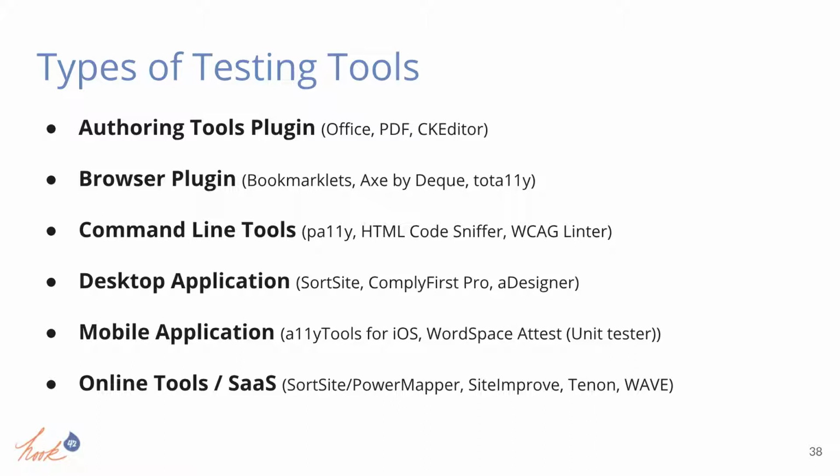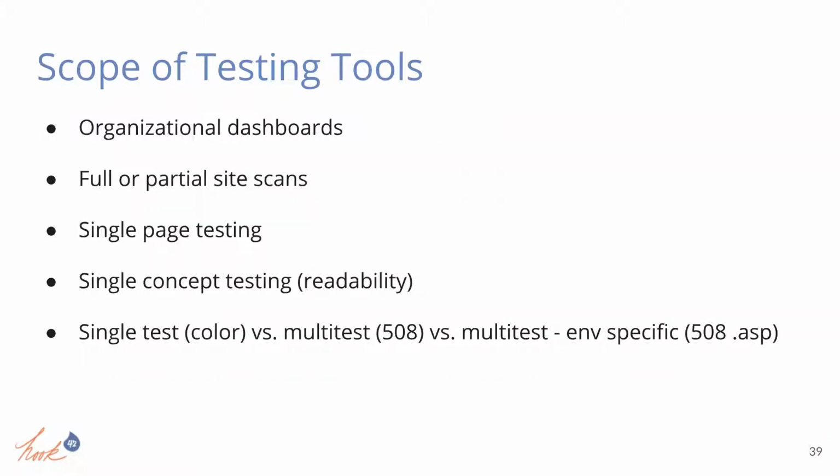And then there's like mobile applications, so there's iOS testers and that type of thing. Then there's a lot of online tools, or SaaS. Who's heard the word SaaS before? Software as a service. Tools like SortSite, Power Mapper, SiteImprove, Tenon, Wave. Who's heard of any of these names before? Half the room raised their hand. So we'll get through in that.